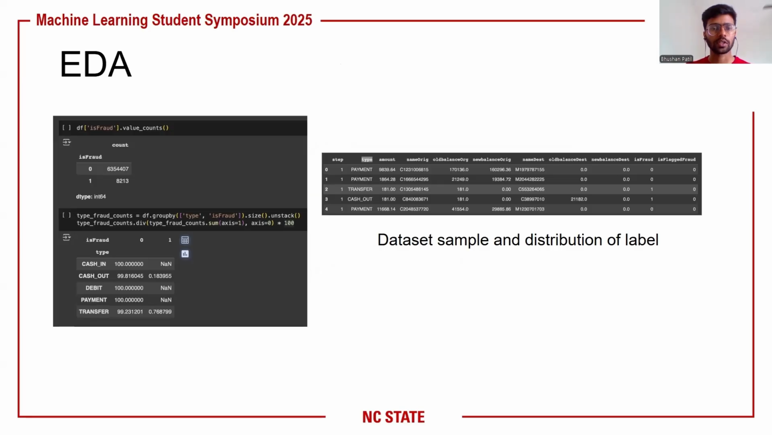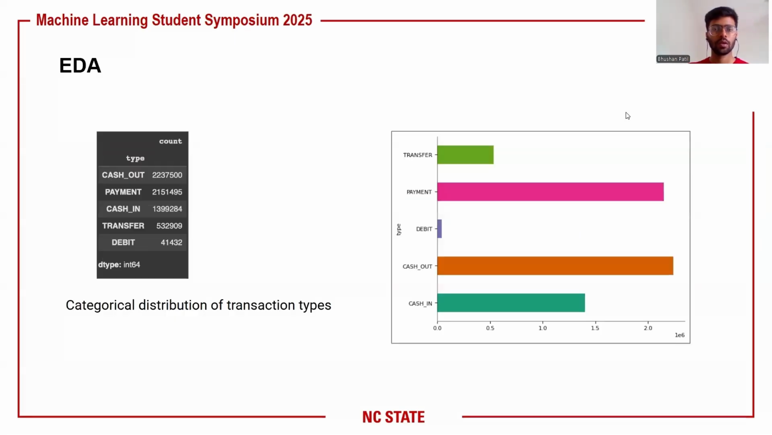On the right, you can see the breakdown of fraud distribution by transaction type. Certain types like transfer and cash out are more likely to be fraudulent, while types like payment and cash in are almost always legitimate. Here are a few graphs. That's the EDA for our dataset.